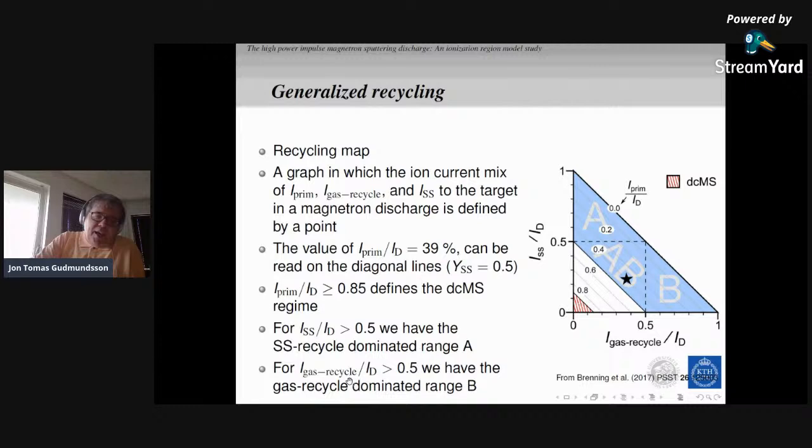Okay, so if self-sputtering is more than 50% of the total discharge current, we say that the discharge is self-sputter recycle dominated, and we call this region A. If the gas recycling is over 50% of the discharge current, we call this gas recycle dominated, and we call this a discharge of type B. In between, we have both self-sputter recycling and gas recycling, and we have a discharge of type AB. Okay, so this is the idea behind these recycling maps.